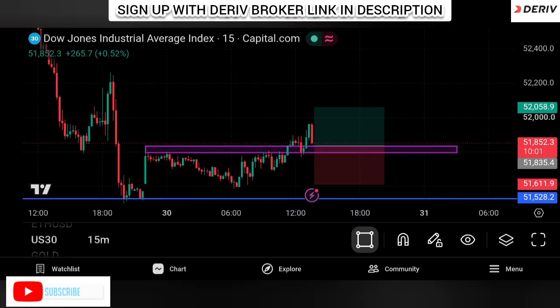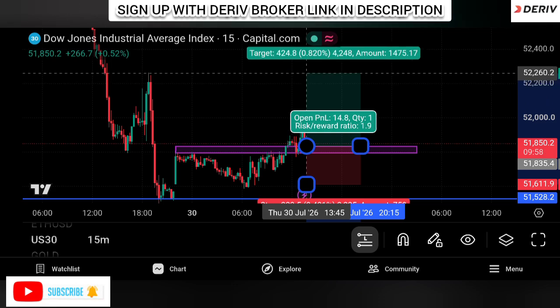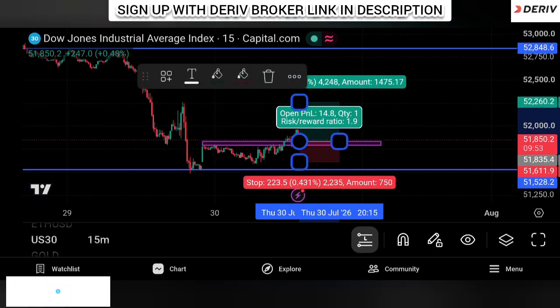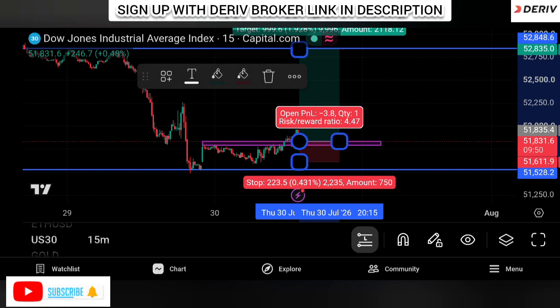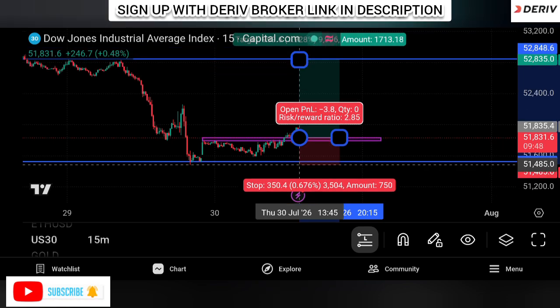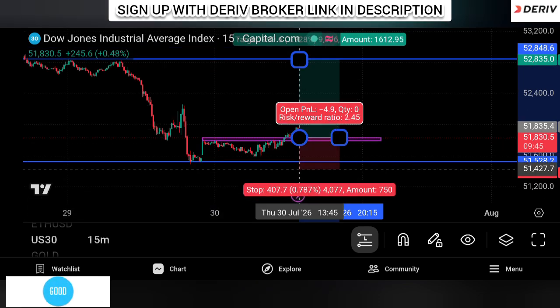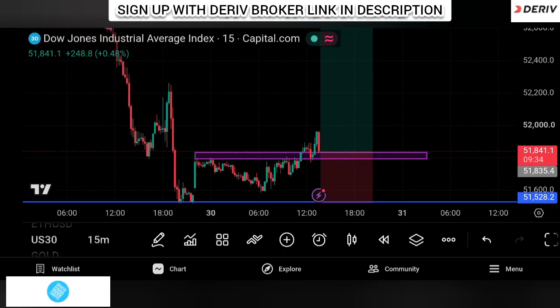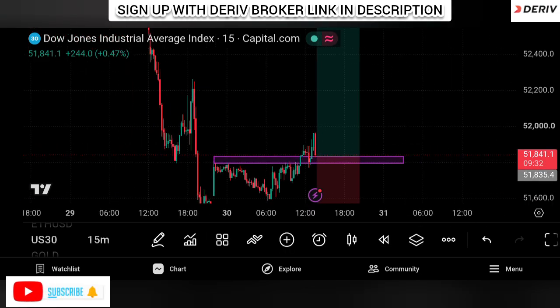Okay, then we are going to target this high as our first TP and this high as our second TP. Then your stop loss, just place it below the lower low. Place it below here, okay, to be safe. Which is what I did right now. Okay, this is our setup. Signing out.